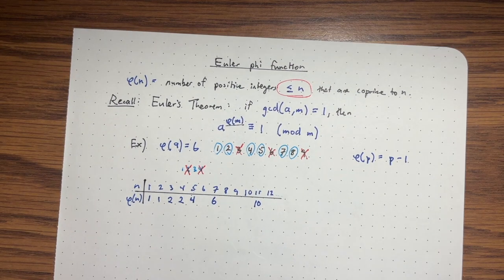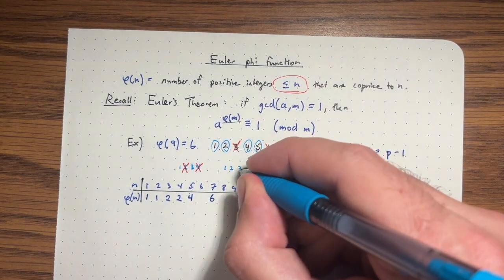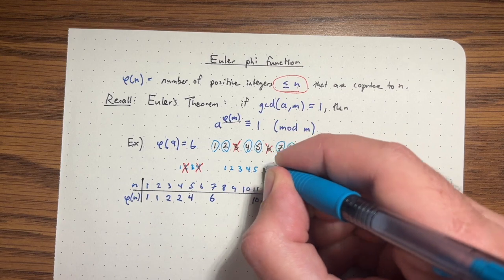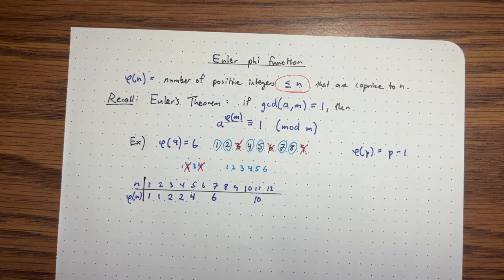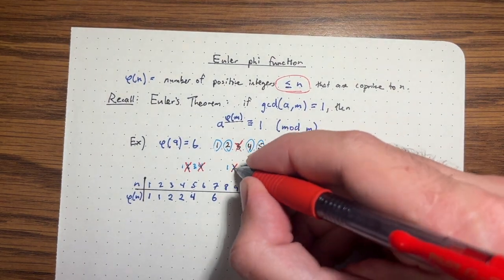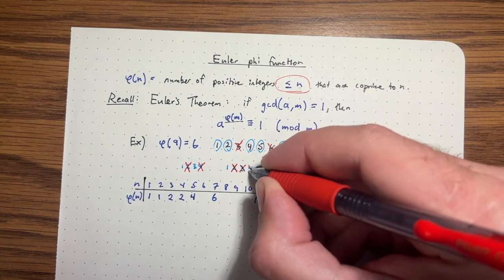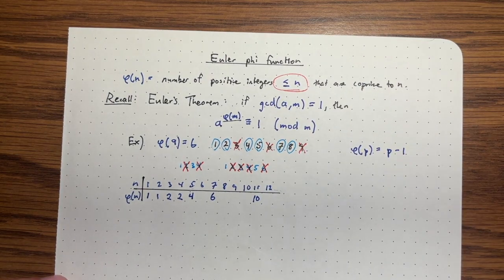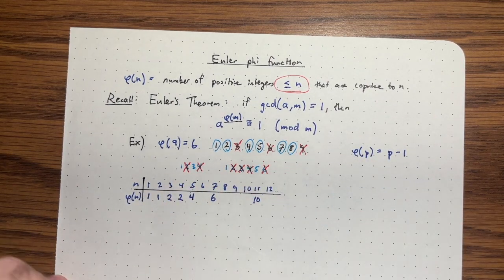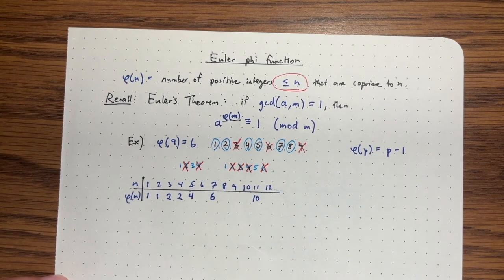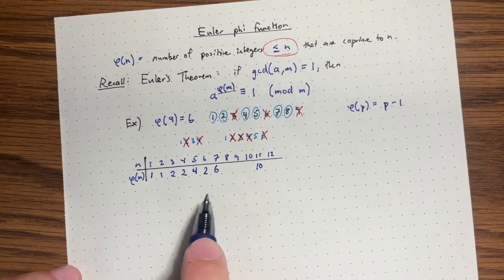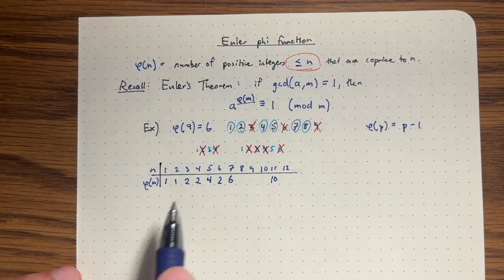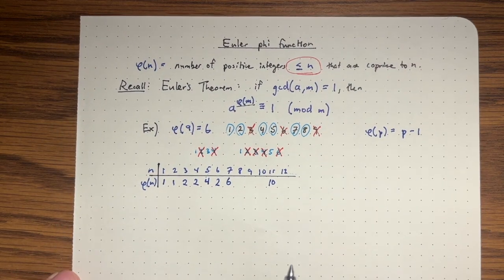Phi of 6, let's do that over here. 2 shares a factor, 3 shares a factor, 4 shares a factor, 6 itself, of course, shares a factor. And we're left with 1 and 5. So phi of 6 will be 2. So notice how it's kind of jumping around a bit. It's going up and then down.